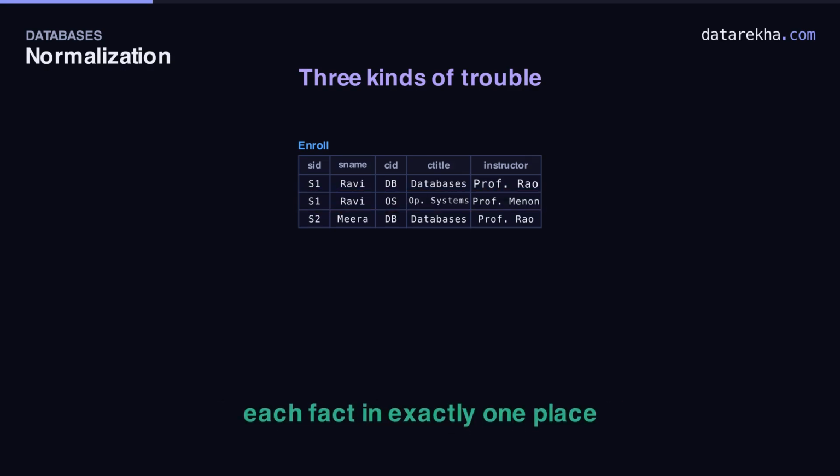Three failures, one shared root cause. We bundled independent facts into a single table. Normalization is the discipline of unbundling them, so each fact lives in exactly one place.